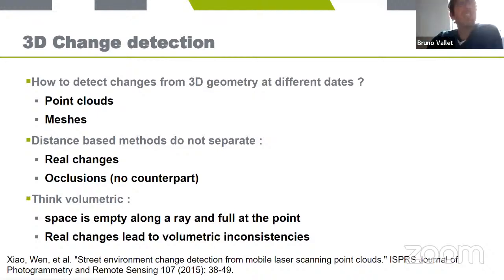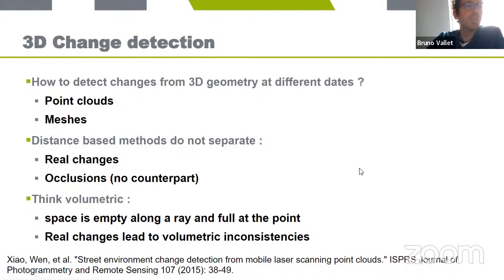Historically, there were some distance-based methods, but unfortunately, they did not allow separating real changes from occlusions. If something was seen in one scan but not in the other, you thought it was a change, even if the geometry of the scene did not change. In order to address that, we decided to think volumetric. We know that when we acquire a point cloud, the space is empty along the ray, and space is full where the ray hits something, at the position of the point. Using this volumetric idea, we can detect real changes as inconsistencies. You have space that is empty at one date and full at another date. If this is the case, we are sure that it's a geometric inconsistency and not only an occlusion.